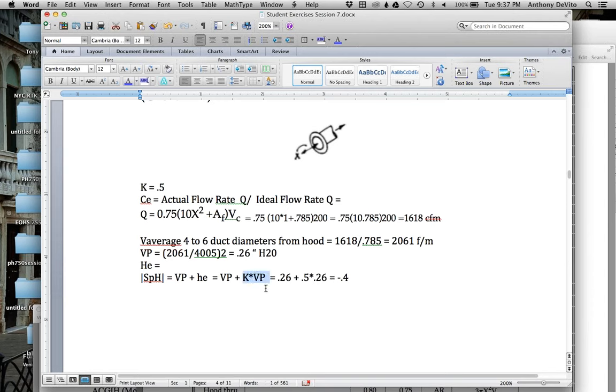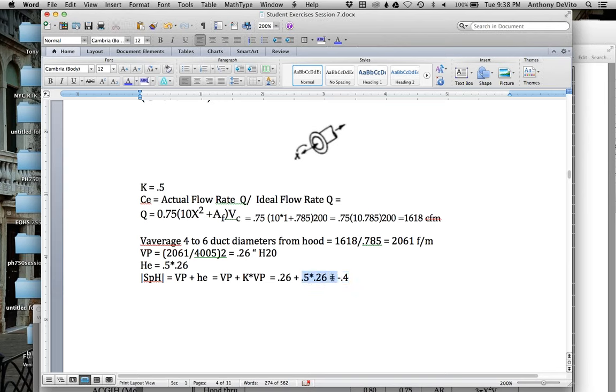This is HE right here. The K times the velocity pressure is the hood loss. This would be 0.5 times 0.26, the velocity pressure. But think about it this way: the static pressure in order to generate that velocity is going to be 0.26, but you're going to lose some energy that you have to make up for. So it has to be an even greater negative static pressure than you would have anticipated.